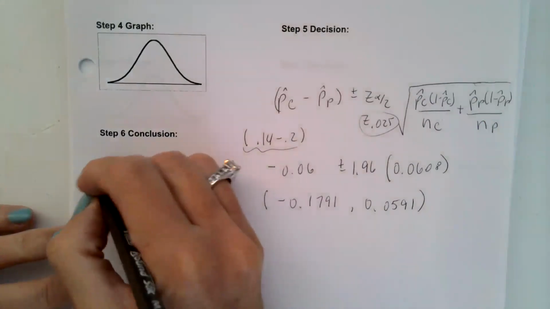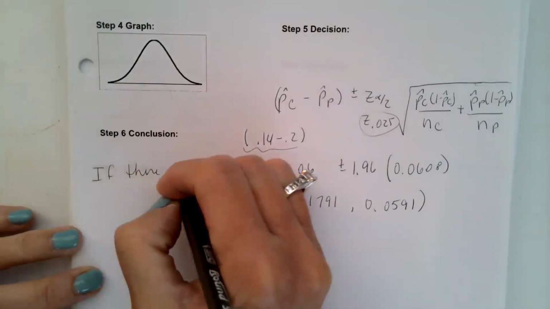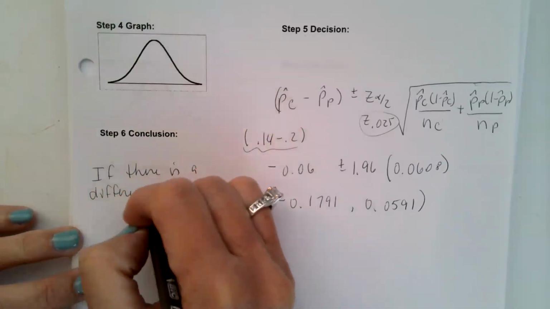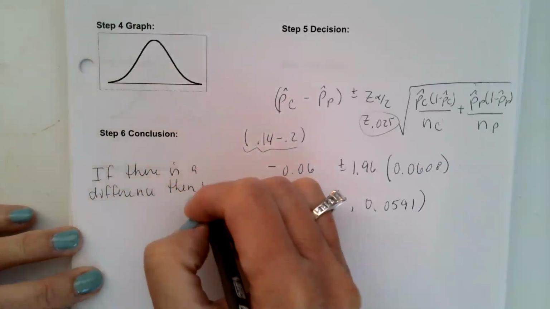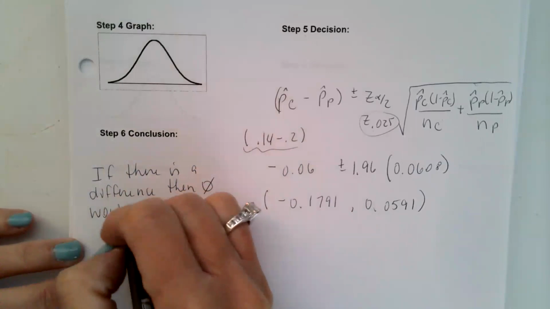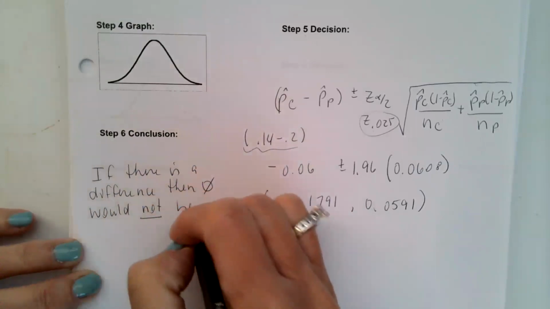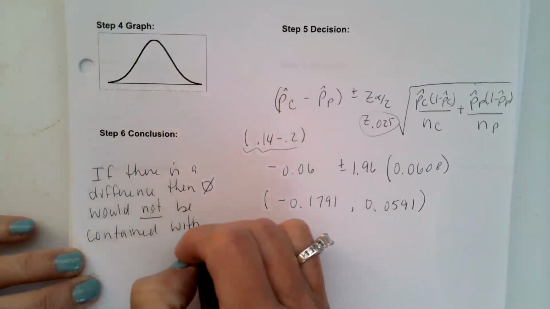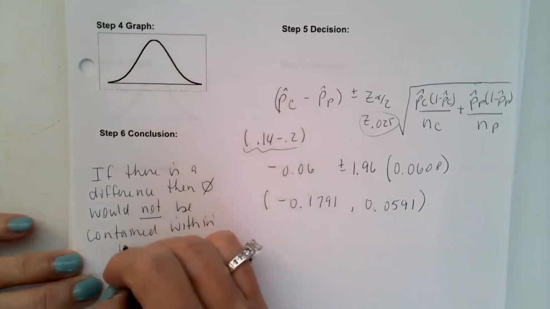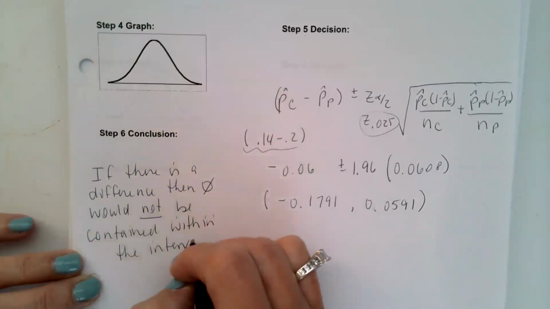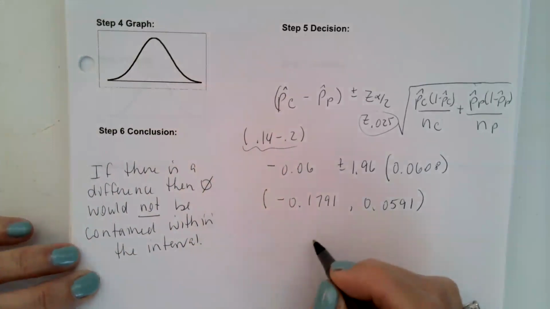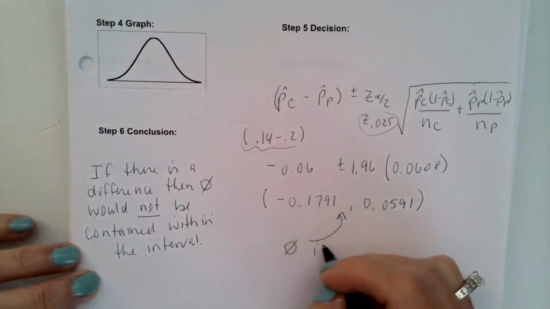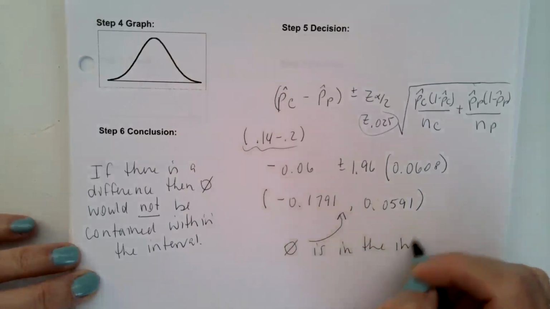So let's write that out. If there is a difference, then 0 would not be contained within the interval. But 0 is in the interval, because it's negative to positive. 0 is in the interval.